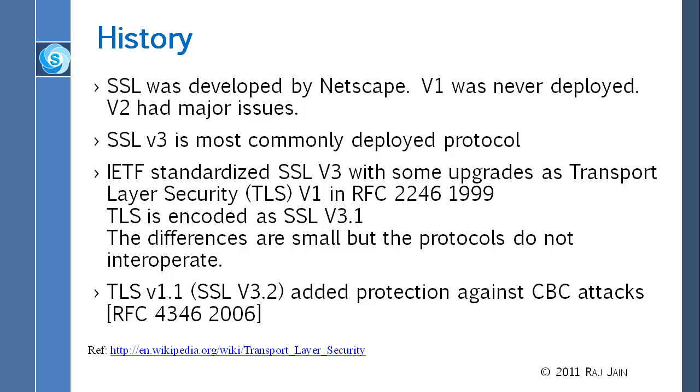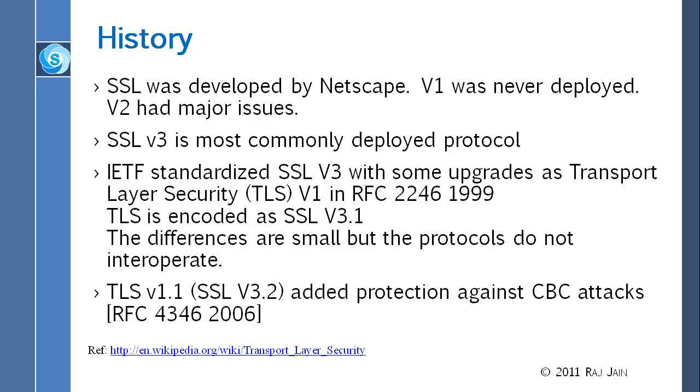When you send messages, TLS is encoded as version 3.1. When somebody negotiates SSL version 3.1, they are negotiating TLS version 1.0. The differences are small, but the protocols do not interoperate. You cannot have one side speaking SSL version 3 and the other side speaking version 3.1, even though they are just 0.1 version apart. Either both sides speak 3, or both sides speak 3.1. Obviously nobody wants to speak version 2, because version 2 is known to have a problem.